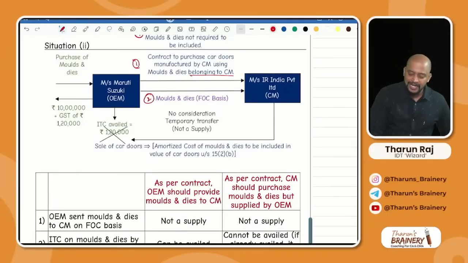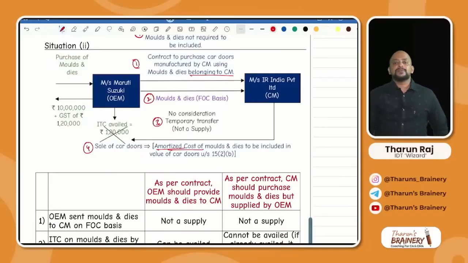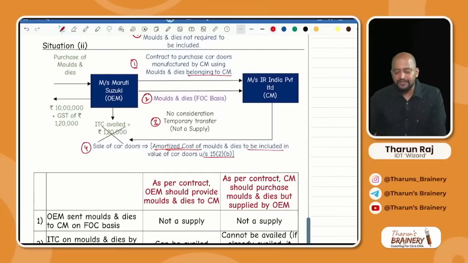So second, molds and dies is 10 and it is not a supply, same. And in the sale of car doors, the amortized cost. What does amortized cost mean? Amortized cost means depreciable value. Molds and dies cost divided by the number of units that can be made using molds and dies, into the number of units that is sold. For example, the capacity of molds and dies is 10,000 and they have made now 4,000. So total cost of molds and dies divided by 10,000 into 4,000. That amortized cost of molds and dies is to be included because of 15(2)(b).